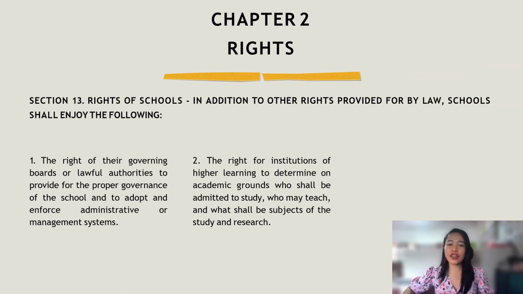Okay, so section 13, rights of schools. In addition to other rights provided for by law, schools shall enjoy the following. Number 1, the right of their governing boards or lawful authorities to provide for the proper governance of the school and to adopt and enforce administrative or management systems. Number 2, the right for institutions of higher learning to determine on academic grounds who shall be admitted to study, who may teach, and what shall be the subjects of study and research.